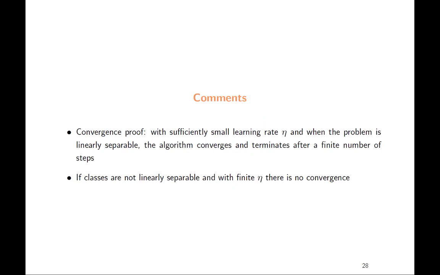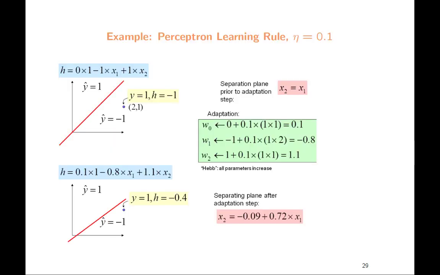There's a convergence proof with sufficiently small learning rate eta, and when the problem is linearly separable, the algorithm converges and terminates after a finite number of steps. But if classes are not linearly separable, then there's no convergence. And that's also a big problem. We'll come to this in a moment.